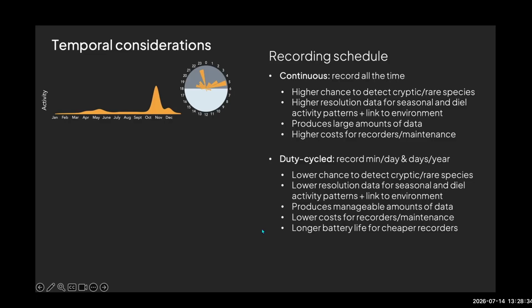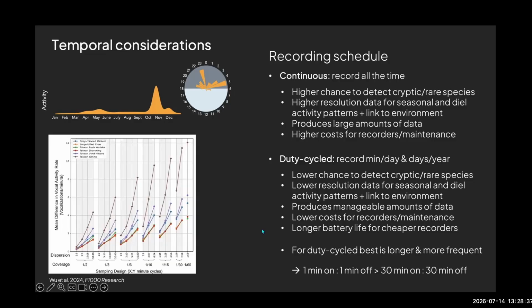Now, for the duty cycled aspect, the best way you can do this is obviously as long as possible, but more importantly, as frequently as possible. So doing half the time, recording 1 minute on, 1 minute off, is better than 30 minutes on, 30 minutes off. You can see this little figure here from Wu et al. in 2024, where they looked at the mean difference in vocal activity rate between continuous recordings and the duty cycled recordings. On the y-axis here, if it's at 0, it means that there's basically no difference between duty cycled and continuous.